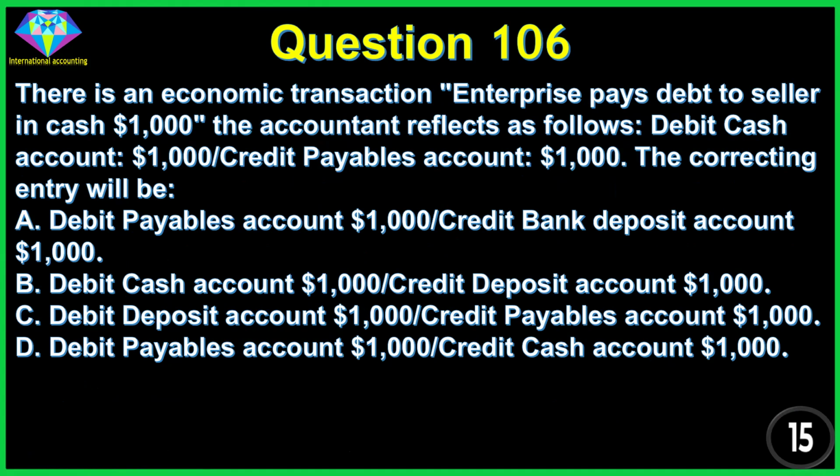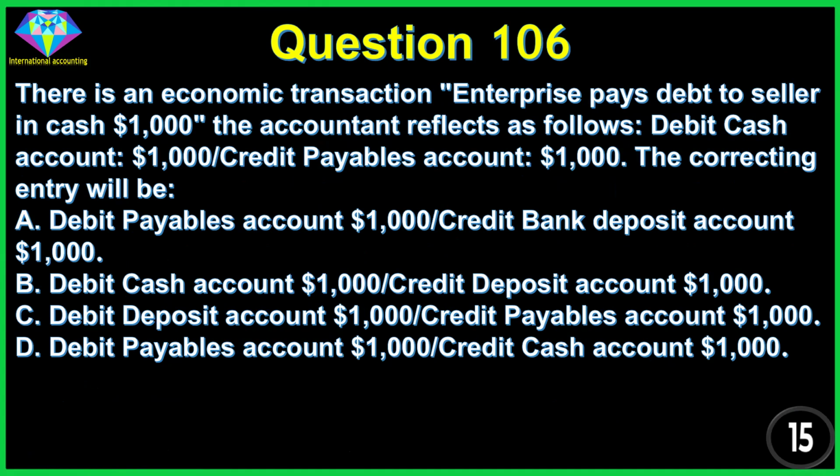There is an economic transaction. Enterprise pays debt to seller in cash $1,000. The accountant reflects as follows. Debit cash account $1,000 per credit payables account $1,000. The correcting entry will be A. Debit payables account $1,000 per credit bank deposit account $1,000.